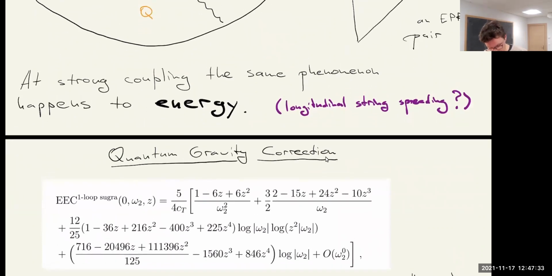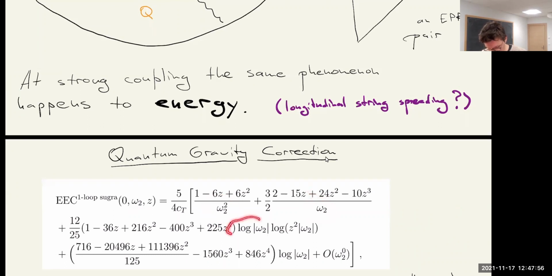Let's say you take the one-loop supergravity result for the Mellin amplitude and you compute the energy-energy correlator. Let me set one of the omegas to 0 right away and keep the other omega non-zero. And what happens is that you see there are divergences in this 1 over omega.